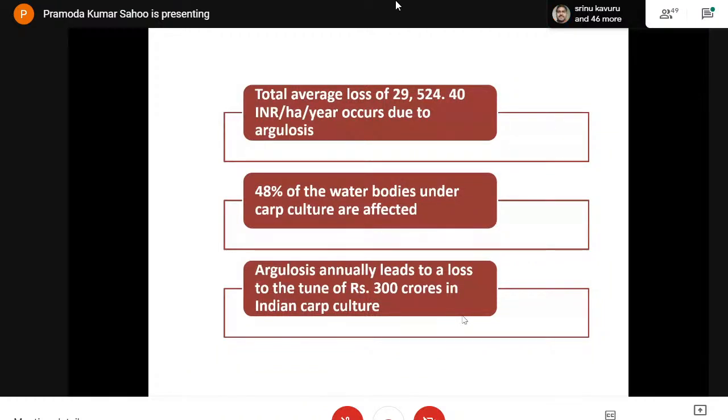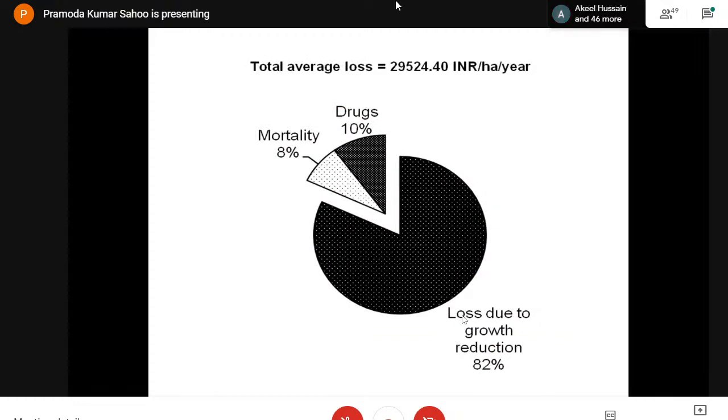During our survey, we found that if there is infection, more than 29,000 loss per hectare per year in a particular water body occurs due to this parasitic infection. On an average, 48% of the water bodies of carp culture are affected in a particular period. And we have estimated the loss. This is the only disease in the freshwater sector for which loss has been estimated, and it goes up to 300 crore. The loss might have increased much more because of this single parasite, which is causing huge loss to our freshwater aquaculture system.